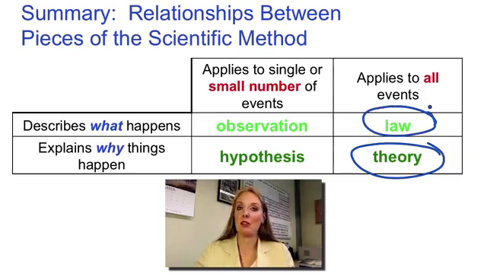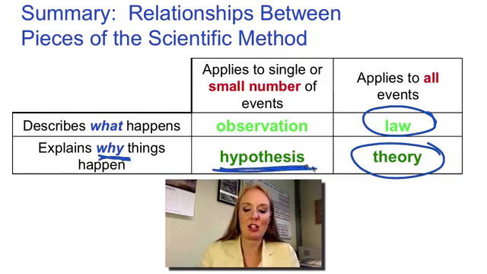Now, sometimes students are confused about the difference between a hypothesis and a theory. A hypothesis and a theory are both very similar, as you can see. They both explain why something happens. But a hypothesis is an explanation of why something happened today, to me, to a small number of events, whereas a theory is an explanation of why something happens that applies to all events over a large period of time.